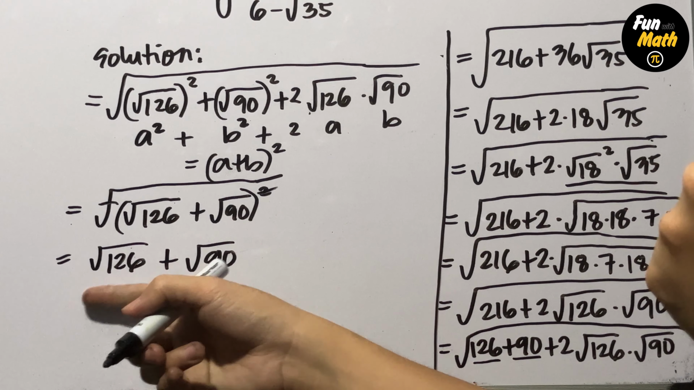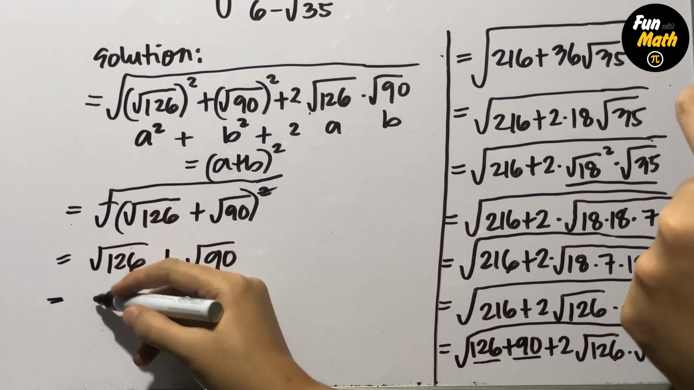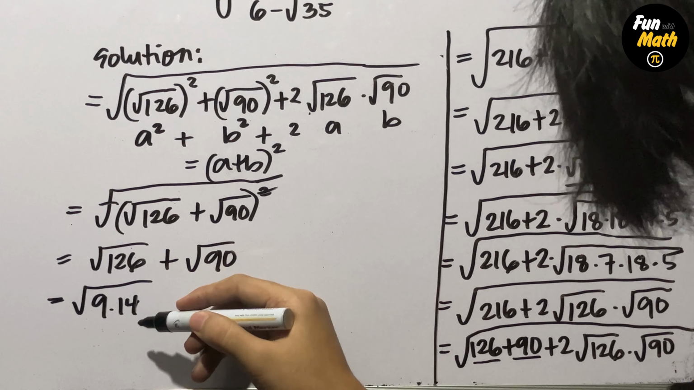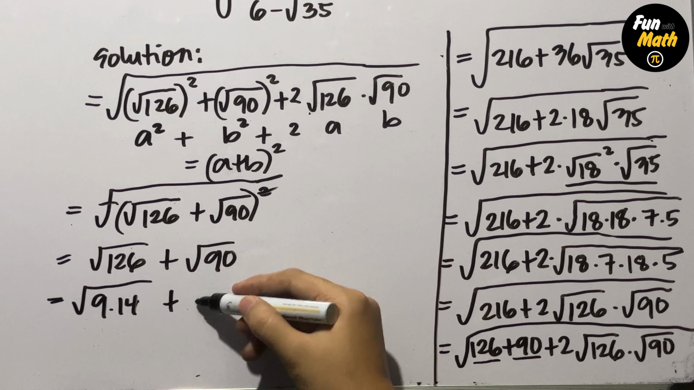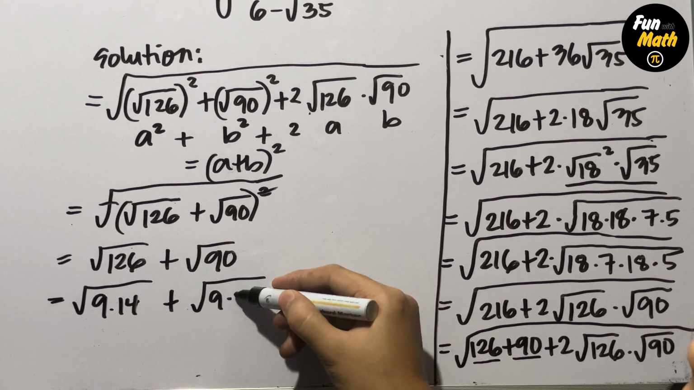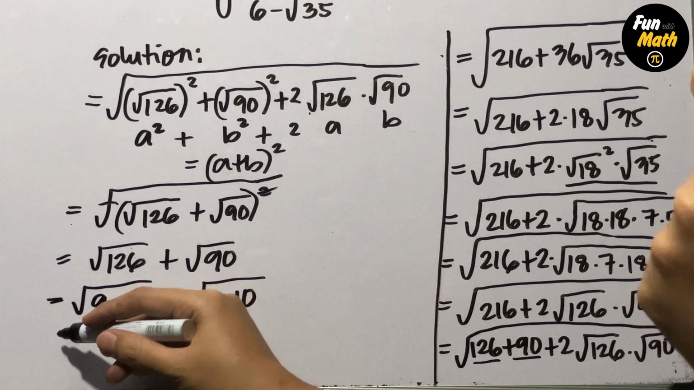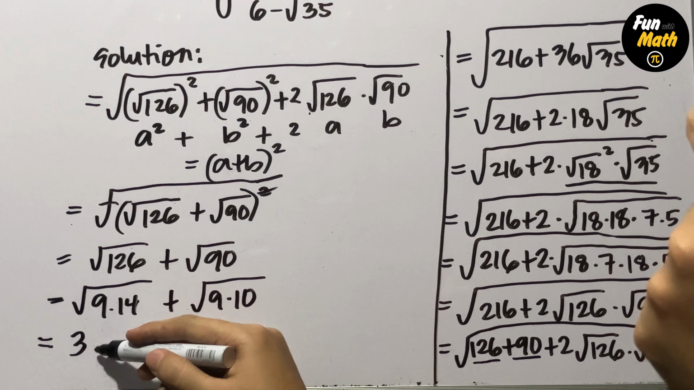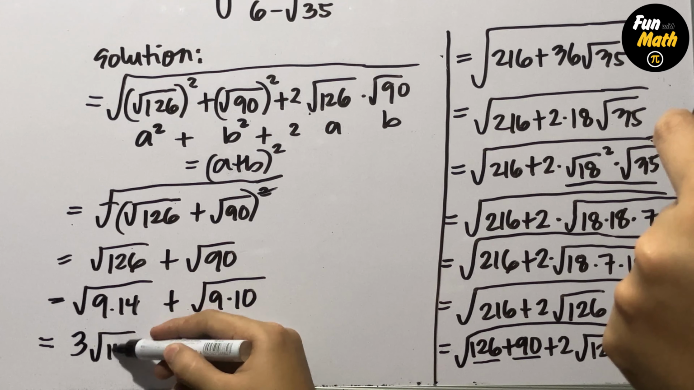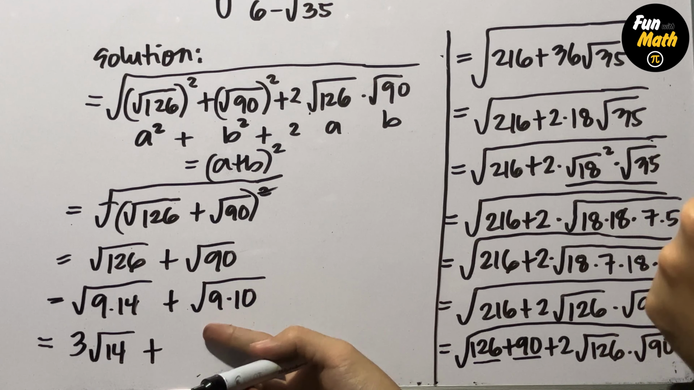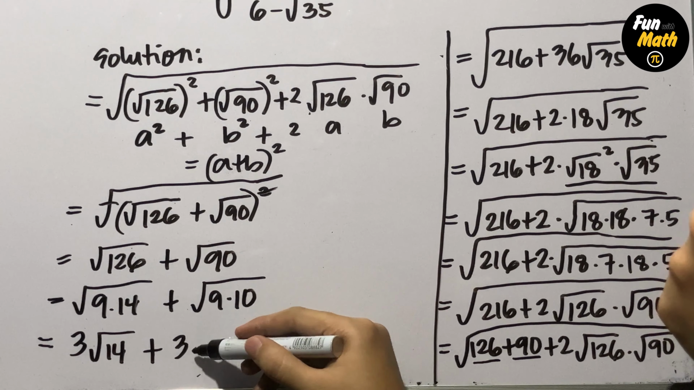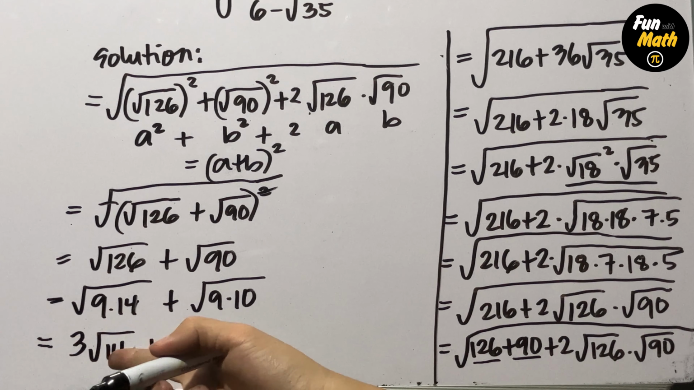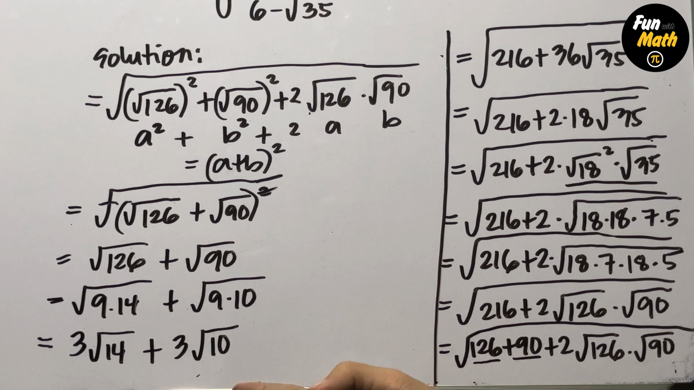And we can split this: square root of 9 times 14 plus square root of 9 times 10. Now this equals square root of 9, that is 3, and then we're left with square root of 14. Plus square root of 9, that is 3, we're left with square root of 10. So 3 square root of 14 plus 3 square root of 10.